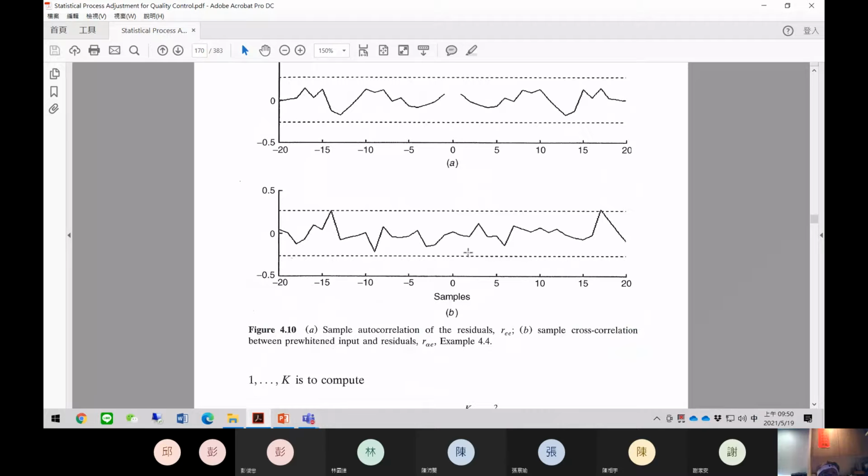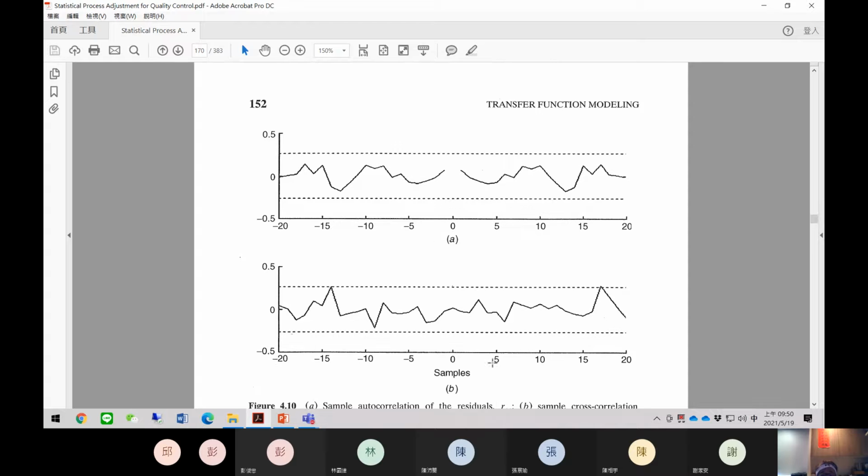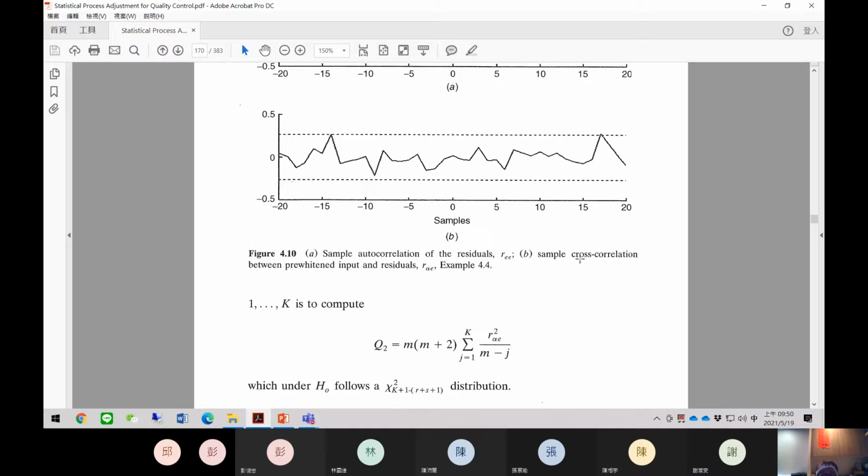Okay, we only have this example, 4.10. A is the sample autocorrelation function of the residual, this is R_EE, residual to residual. Okay, this is the upper bound, lower bound. B is the sample cross autocorrelation between the filter alpha_t and beta_t.